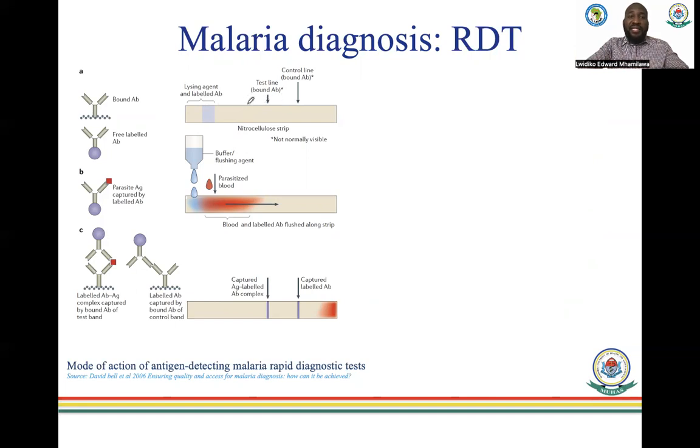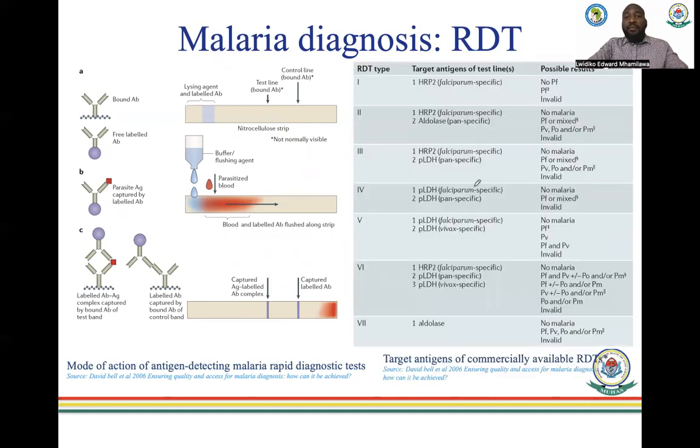But then this is a test line that is bound with antibodies, and then there is a control line. So this is usually the invisible control line here and the test line here. Once you have your parasite antigens captured by labeled antibodies, and you put in your buffer solution, it flushes all the way up to the end of the strip, and you can see your captured antigen, which is labeled with antibody complex. And then these are captured labeled antibodies, which could be just for control. And these are different antigens that are used to detect at these test lines, right?